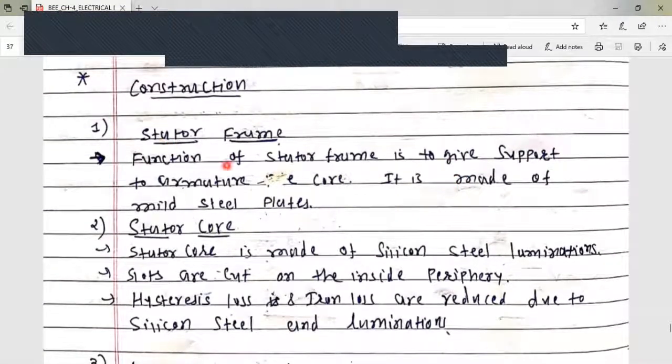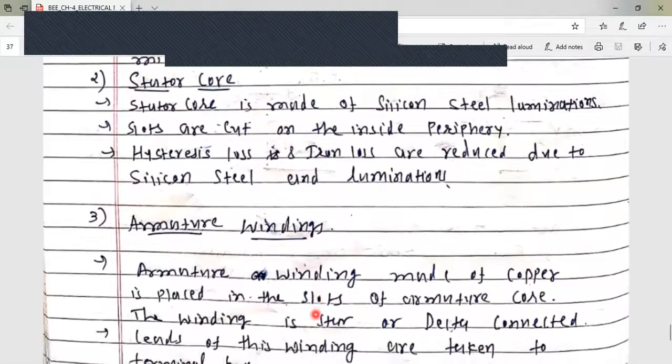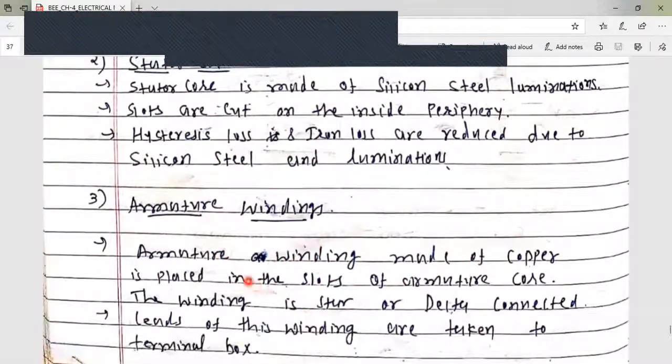Stator frame. The function of the stator frame is to give support to the armature core. It is made up of mild steel plates. Stator core. The stator core is made of silicon steel laminations. As we have seen in the figure, slots are cut on the inside periphery. Hysteresis loss and iron loss are reduced due to silicon steel and lamination. And last is the armature winding. As we have seen in the figure, the armature winding made of copper is placed in the slots of this stator.